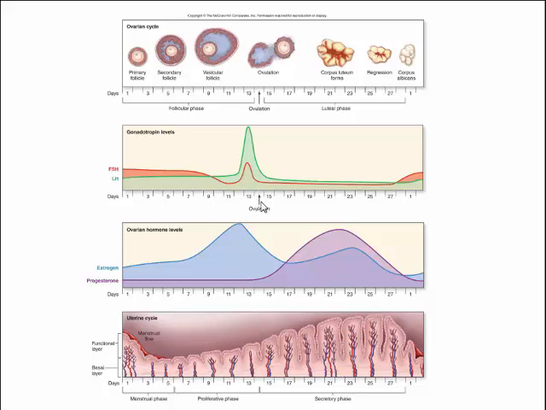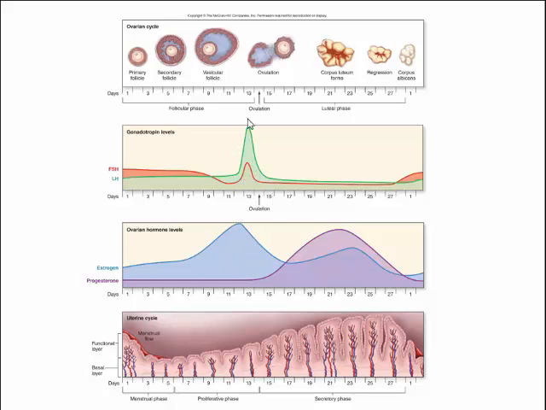Ovulation is kind of a benchmark day. Ovulation typically is on day 14. Please notice that on day 13 we get a surge in the level of hormones from the pituitary. These are FSH and LH hormones. So they surge the day before ovulation and trigger ovulation.